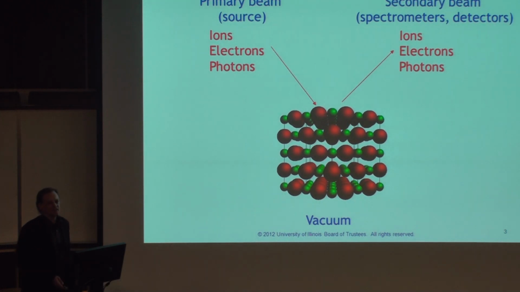With surface analysis, we'll have a primary beam that we'll use to excite the sample, and these can be any one of the three fundamental particles: ions, electrons, and photons. Each of these particles can then excite any one of the other three: ions, electrons, and photons. Generally, the surface analysis techniques are confined to ions and electrons, as the mean free paths of photons through solids are larger than what we would consider to be surface analysis.